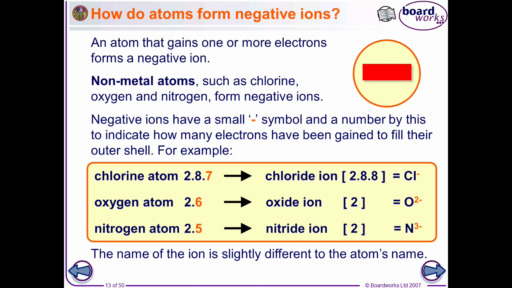Now the other thing to notice is that when chlorine, oxygen and nitrogen become negative ions, their name changes and they end in "ide." Generally, chloride, oxide, nitride, all of those ions are negative ions generally.